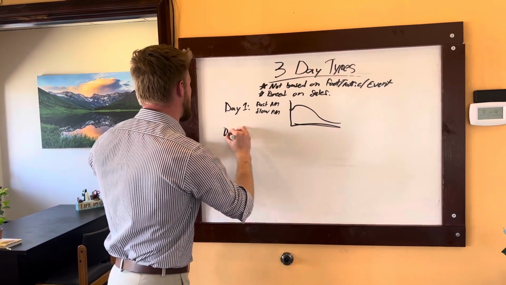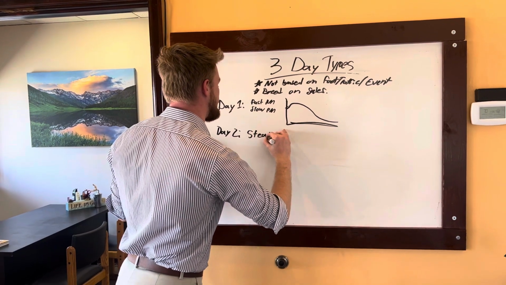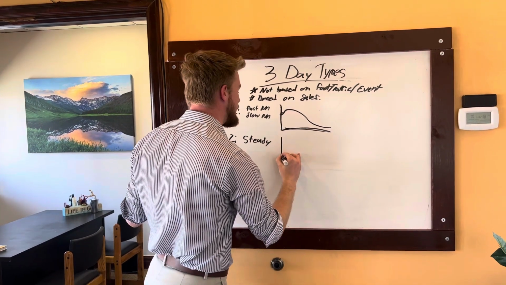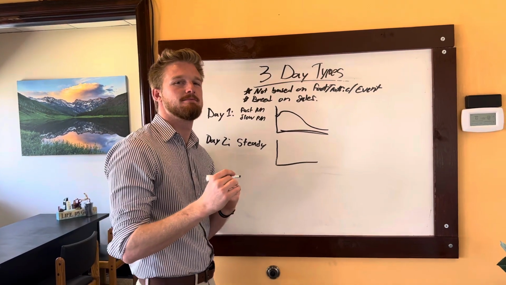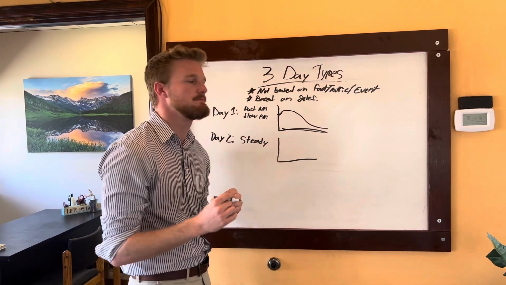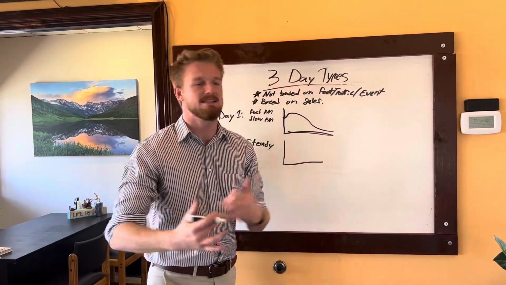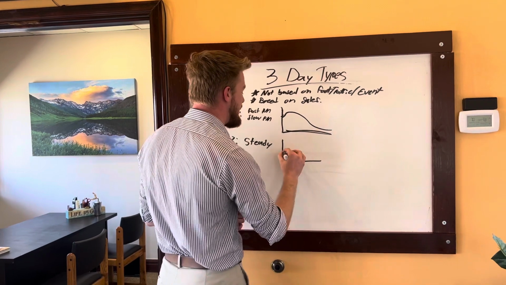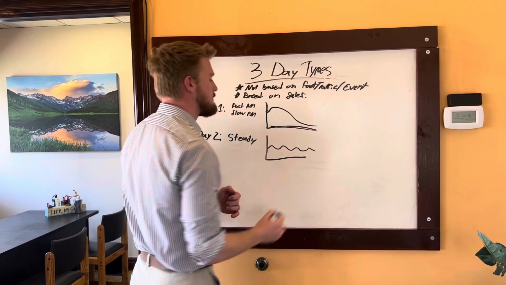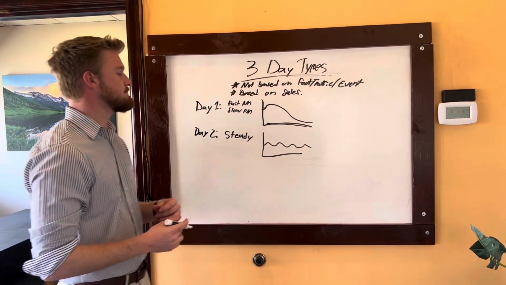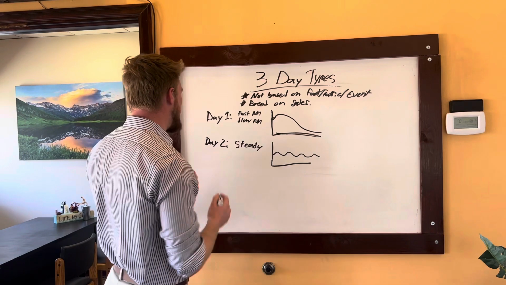All right, let's move to a day 2. A day 2 is steady. So what do you think that means? Just like you're getting sales consistently. Yeah, sales consistent. Get some no's, get a yes. Get some no's, get a yes. So how that graph is going to look is just kind of like a nice little wave. So it's just steady, you're just kind of flowing throughout the day.